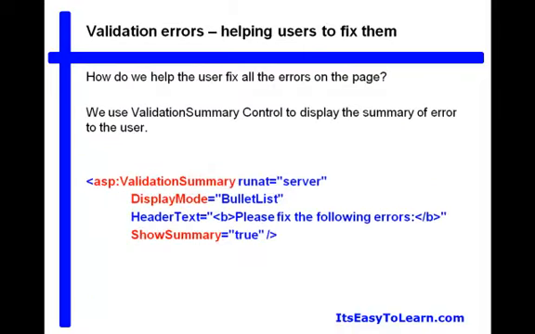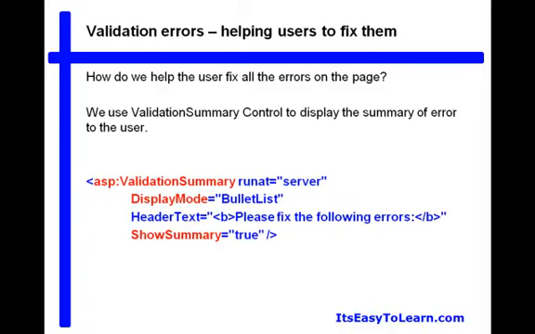So we did some validations. We added different validators. We compared the text. We did data type checks. We even have a custom validator. Now, how do we help the user fix the errors? Ultimately, our aim is to make sure the user enters proper data. We use the validation summary control. A validation summary control is a very simple declaration.